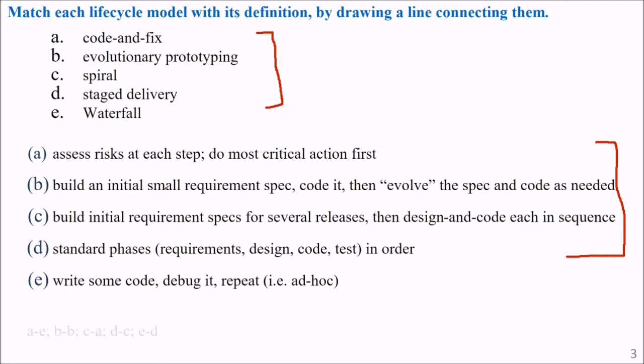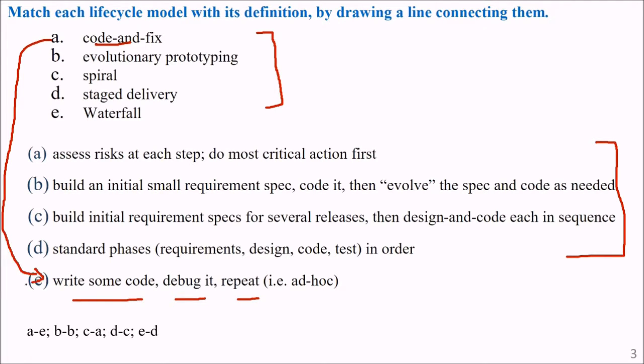Let me tell you the answer. The answer is this. Code and fix means write some code, debug it, and repeat. This is ad hoc. So code and fix, ad hoc. Next is evolutionary prototyping. What is this? Evolutionary prototyping means build an initial small requirement specification, code it, evolve the specification again, and code as needed with respect to this evolved specification.